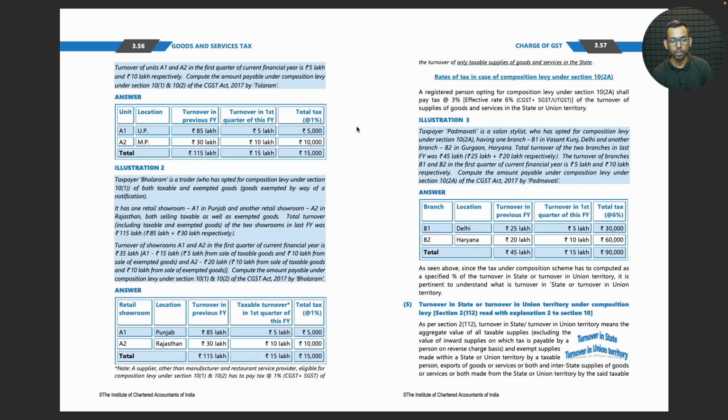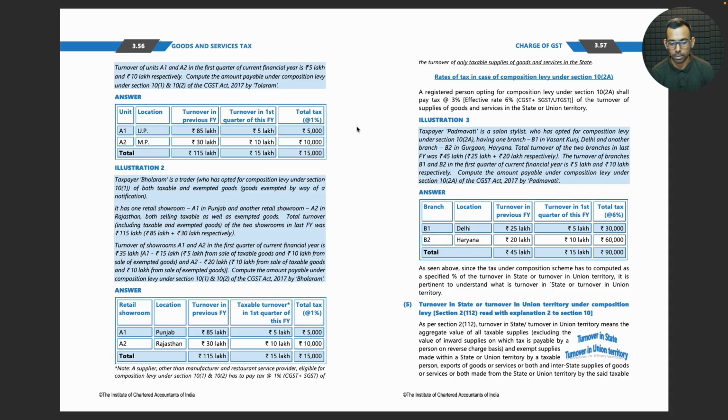Turnover of showrooms A1 and A2 in the first quarter of current financial year is 35 lakhs. A1 is 15 lakhs, rupees 5 lakh from sale of taxable goods and 10 lakhs from sale of exempted goods. A2 is 20 lakhs, rupees 10 lakh from sale of taxable goods and 10 lakh from sale of exempted goods. Compute the amount payable under composition levy under section 10 subsection 1 and 2 of Bolaram.